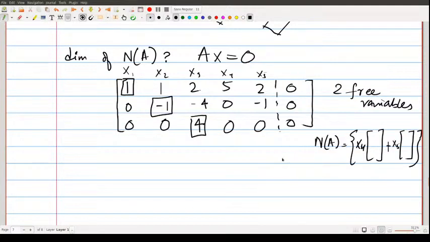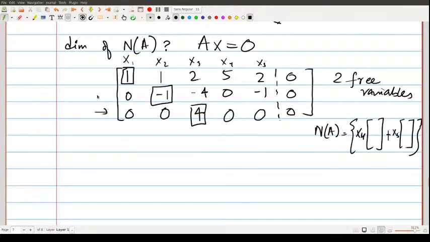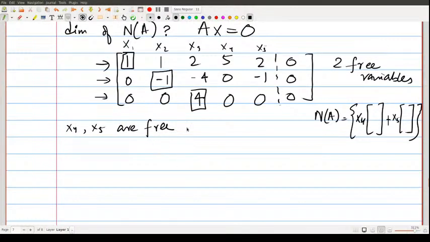And I can do this in this example. It's very straightforward to do. Let's just read off what the 3 rows are telling me. I immediately know that x4 and x5 are free. So let's just find these 2 vectors which will make up our special solutions. What do we need to do? We just read off the third row. The third row tells me that 4 times x3 is equal to 0, which tells me that x3 is 0.